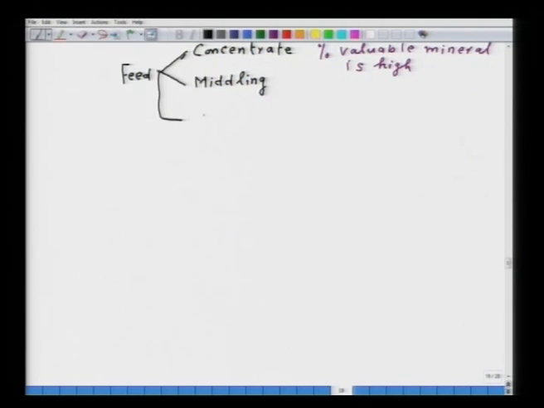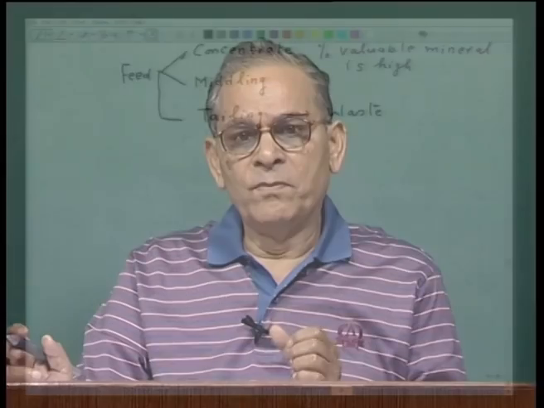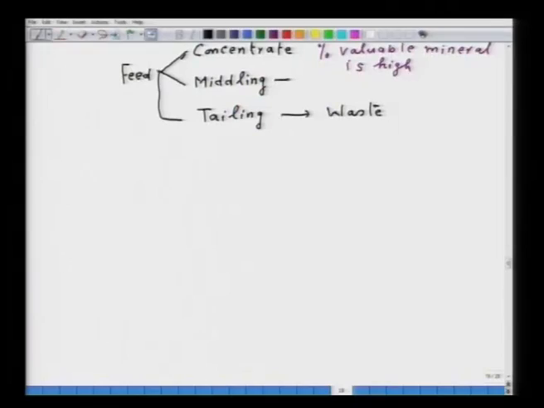And the third product is tailing. Tailing is purely waste. It contains most of the gangue minerals. Middling may contain concentrate as well as tailing. So, what is being done? The middling is further treated, so that some portion may go to concentrate and another portion goes to tailing.